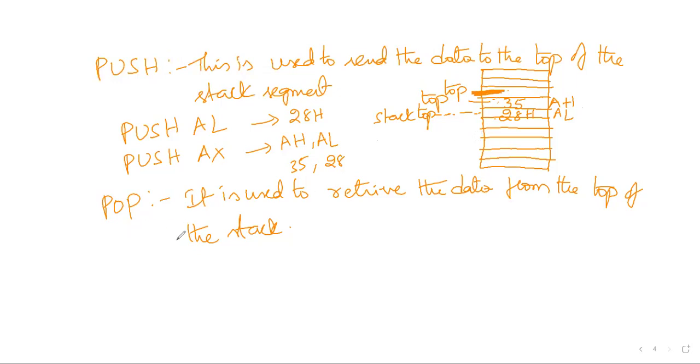Now the POP instruction. Now we are retrieving back the data from the top of the stack. For example, if I am giving POP AX, similarly POP AL, simply POP AX. Currently the top is showing like this. When I give POP AX, what happens? First the stack top is decremented by 1.